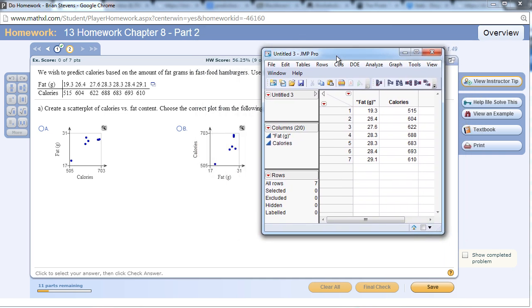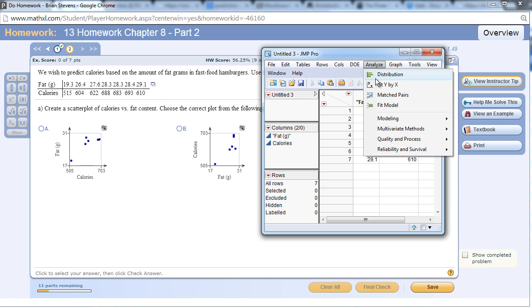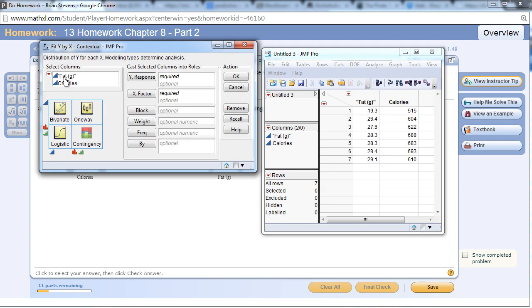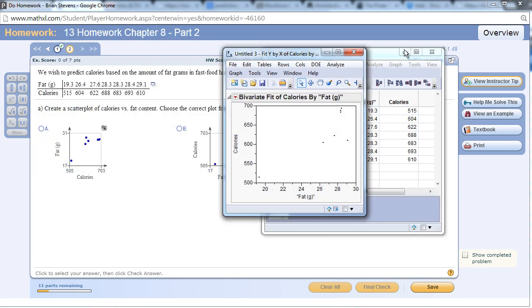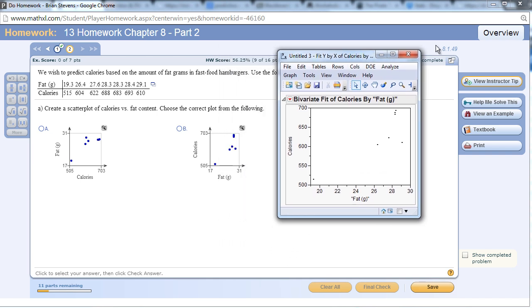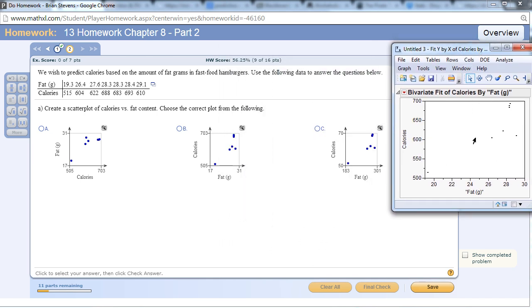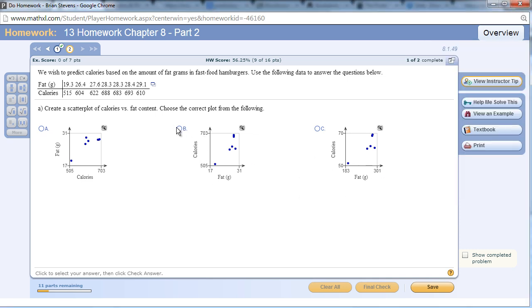So with that in mind, we can do the analysis once again of a Fit Y by X. We want to see fat predicting calories. So let's take a look at this right here. Fat predicting calories. Well, this problem is actually way easier than it seems, because if you notice, fat has a scale down here of about 18 to 29, and the only one with that scale is right here. This is the only plausible one. Make sure you pick the right one and just look at the scales.